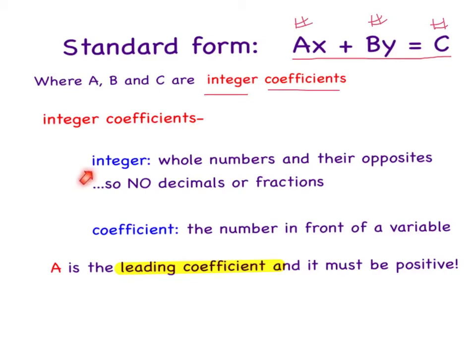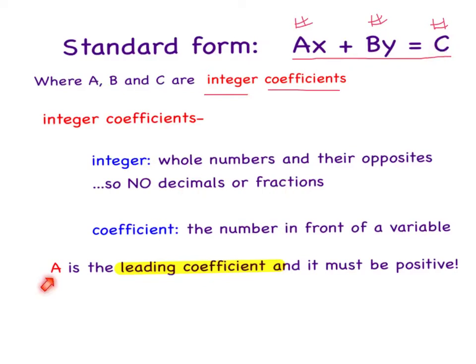So integer, we know, is just whole numbers and their opposites. In other words, a, b, and c cannot be a decimal or a fraction. Coefficient, you remember, is just the number in front of the variable. So if it has to have integer coefficients, it's just saying that the numbers in front of the variables have to be integers, so no decimals, no fractions.